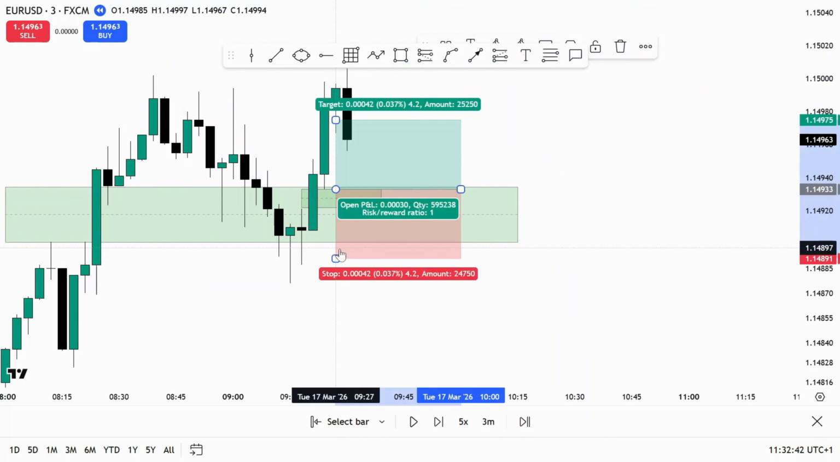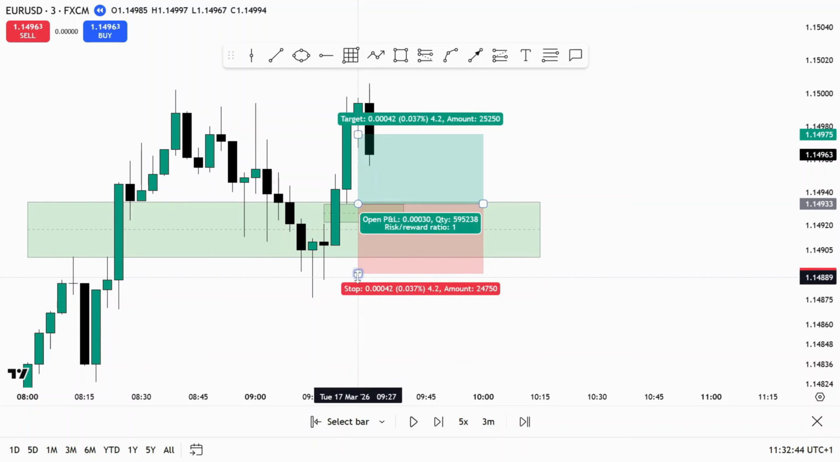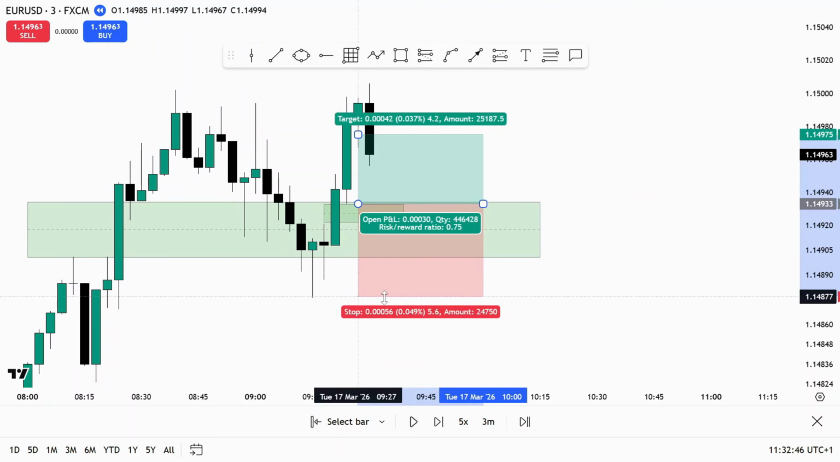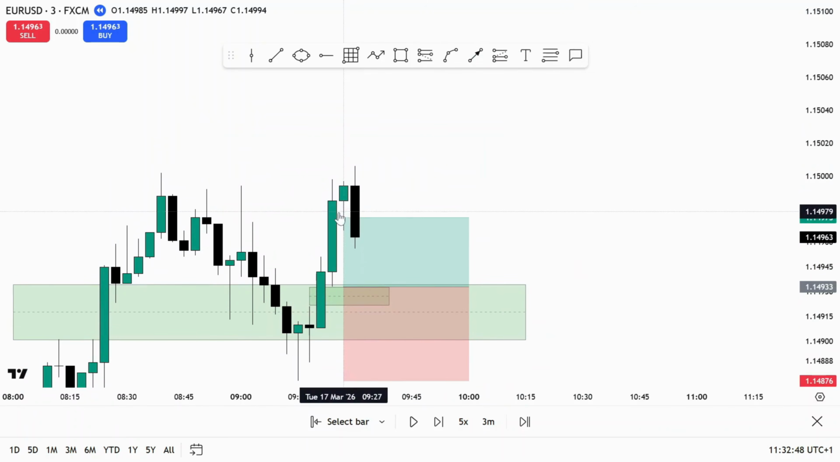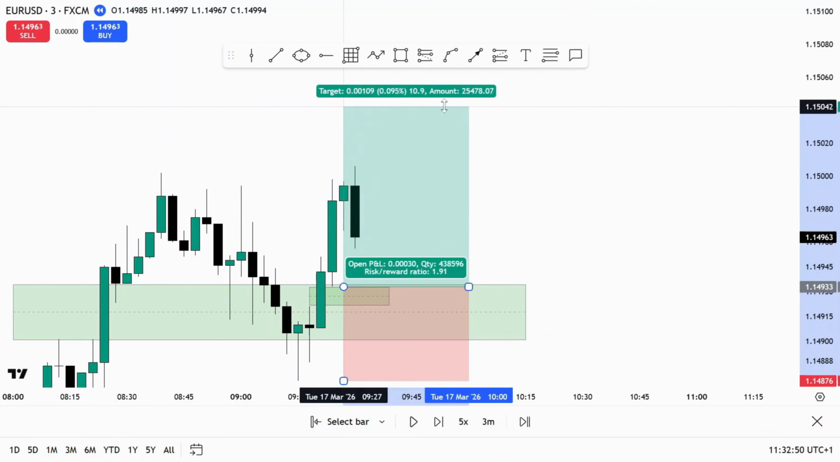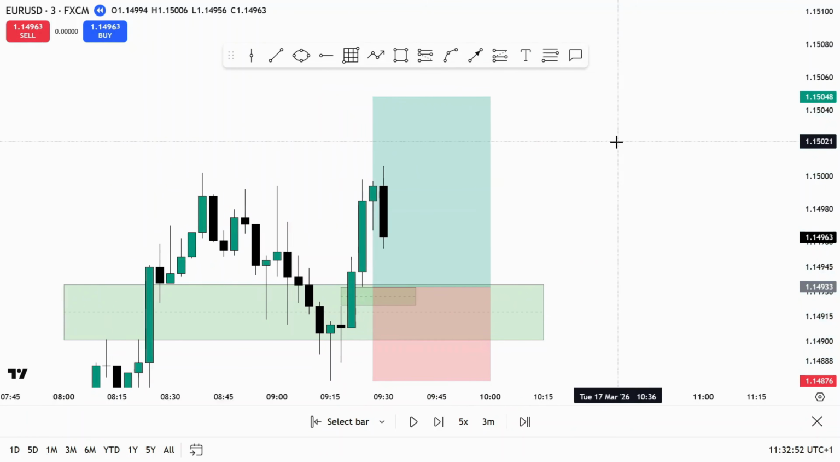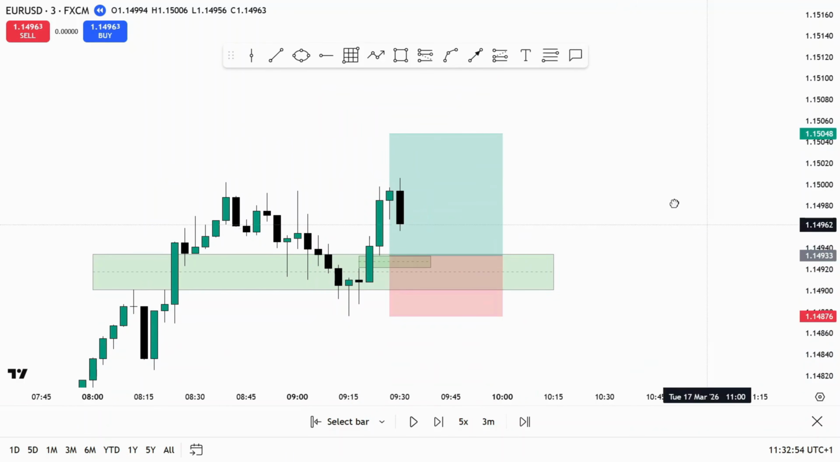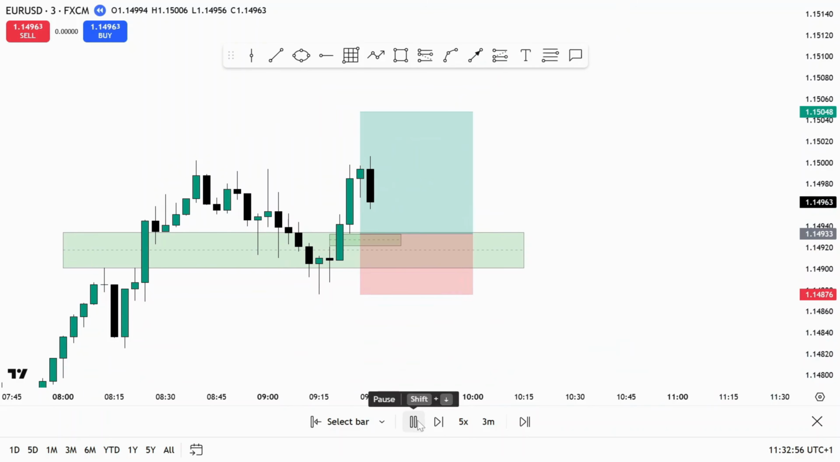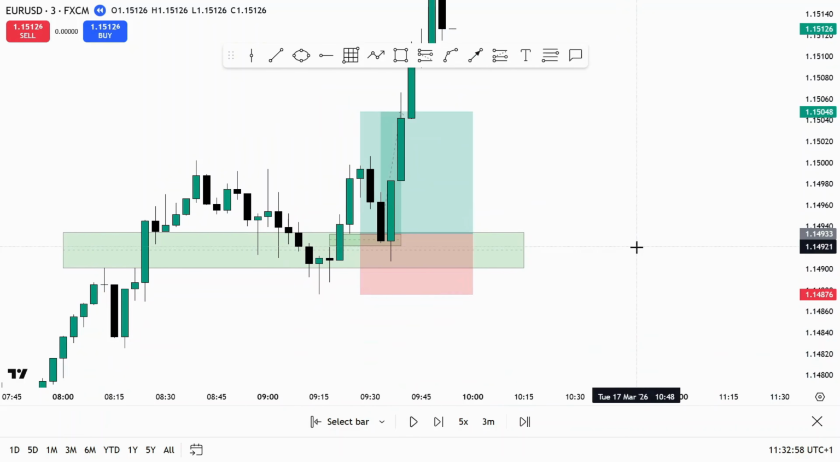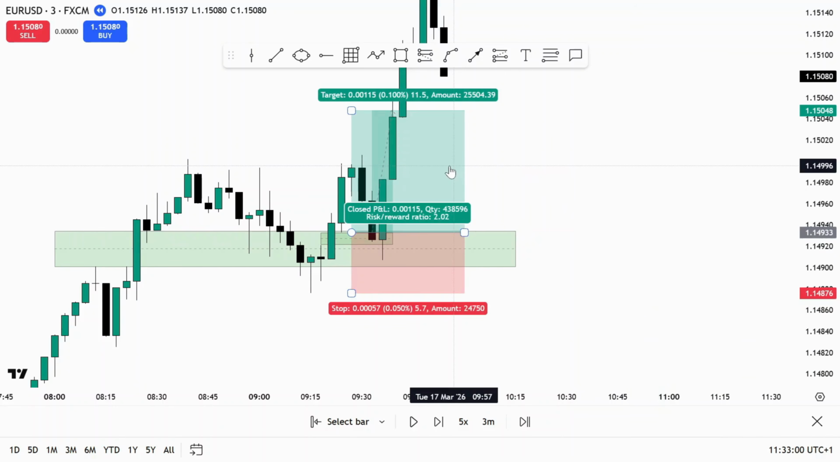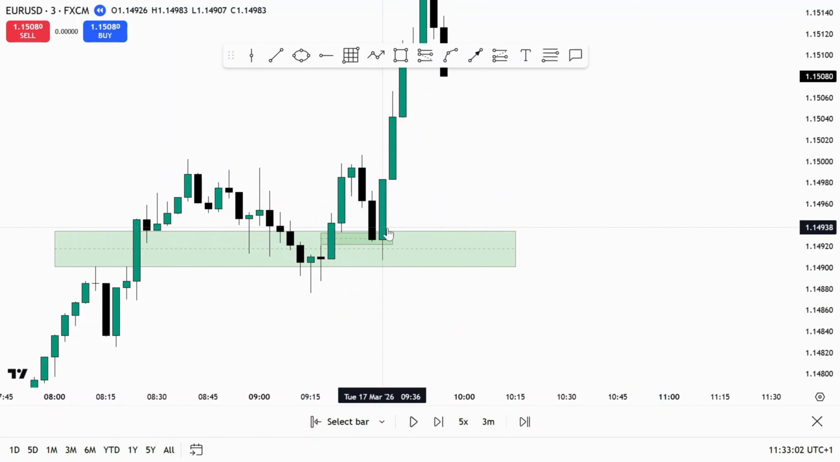Our entry will be here, our stop loss at the swing low, and then our take profits would be set at a 1 to 2 risk to reward ratio. Now let's play price forward and see if this one still played out. And yeah, you can see this trade played out, but this is still not your setup.